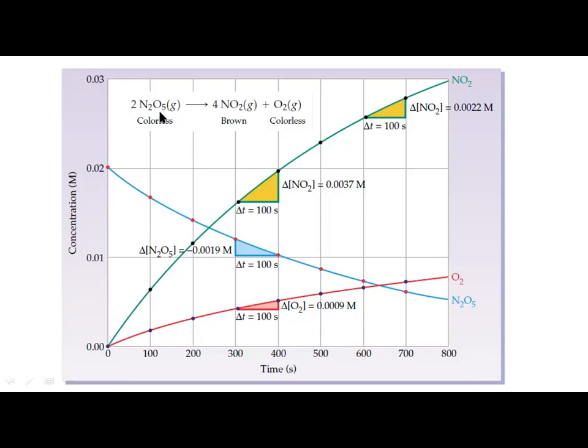The concentration of the reactant is going to decrease with the passage of time, and the time written over here is starting from 0 to 800 seconds. Among these three lines, which one is the reactant? Either this, or the second, or this? The third one. Why is it the third one?